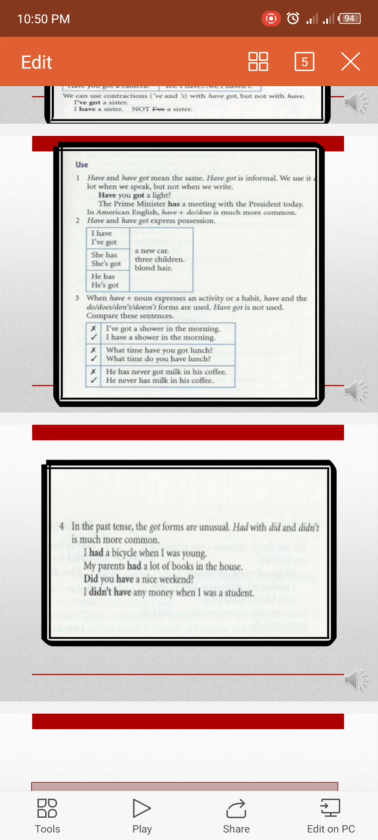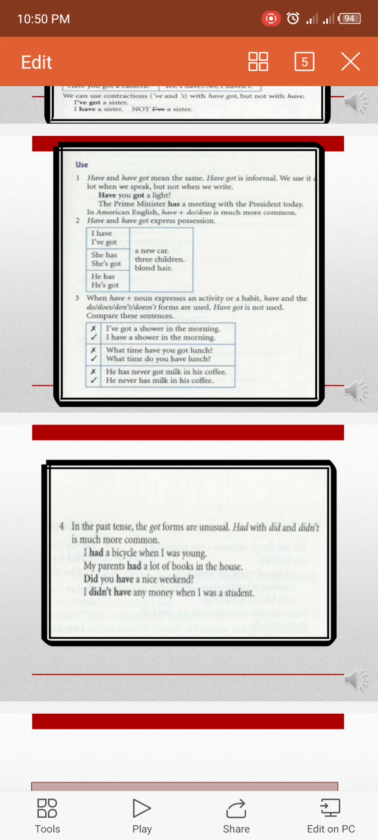Use number 1. Have and have got mean the same. Have got is informal. We use it a lot when we speak, but not when we write. For example, have you got a light? The Prime Minister has a meeting with the President today. In American English, have plus do or does is much more common.